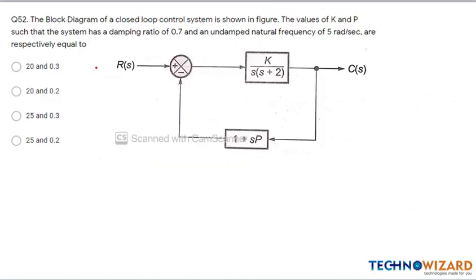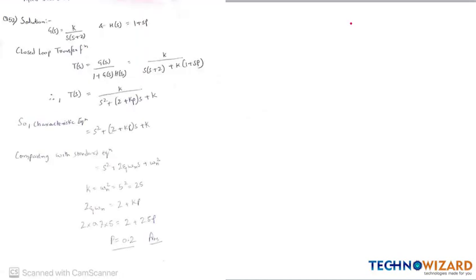Question number 52. This is a control system question. In this, you have to find the value of K and P. So let's see the question. G of S is given as K upon S into S plus 2. H of S is given as 1 upon S, 1 plus SP.